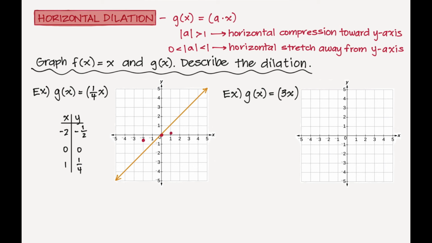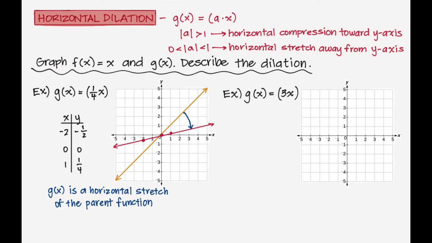So I'm going to plot all three of those points there, and look at that. I have a straight line going through the origin, and this time notice that my line is going away from the y-axis, okay? So this time I would say that g of x is a horizontal stretch of the parent function, and it's going away from the y-axis, okay? And if you're just looking at the slope of this one, it is going to be less steep than the slope of the parent function, okay? Because it kind of looks like it is falling down.